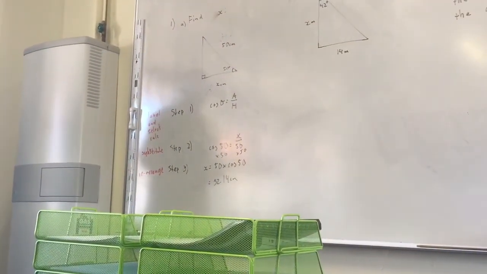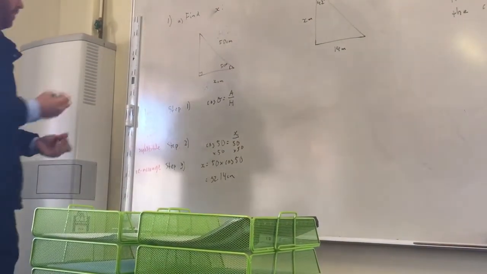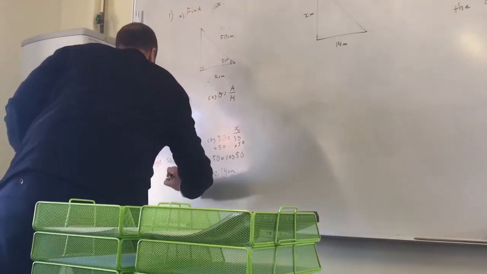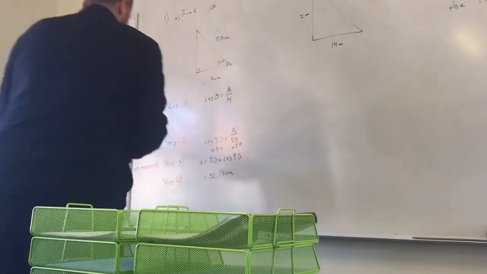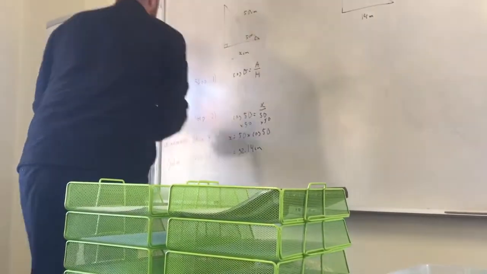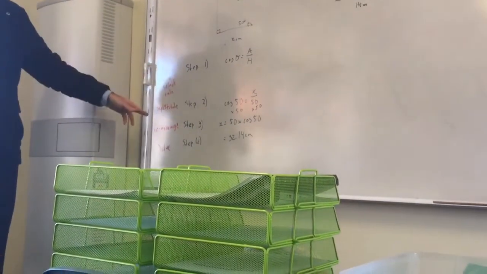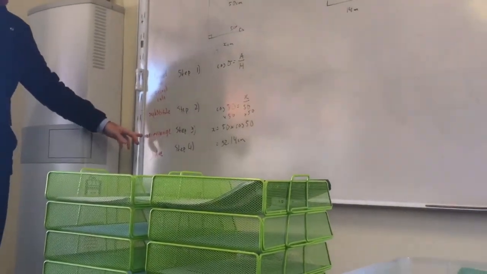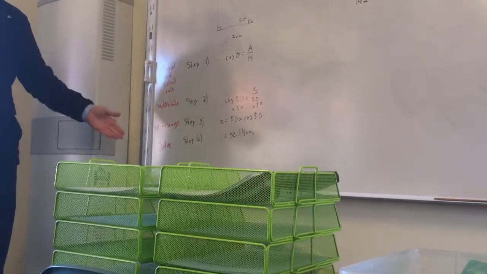Any questions about that process? So step 4 is now to solve. So there's 4 steps. We have these steps here: you label and select the rule, you substitute the values in, you rearrange it, and then you solve it. That's the same 4 steps.